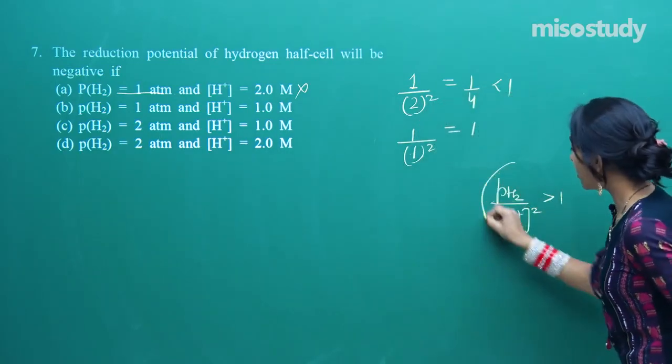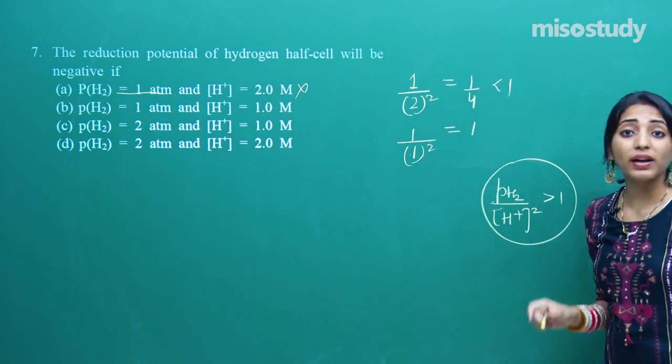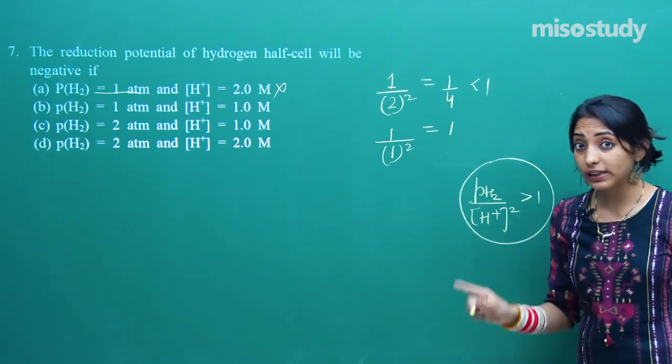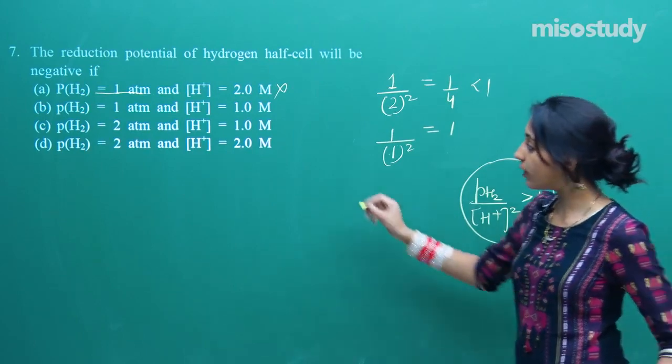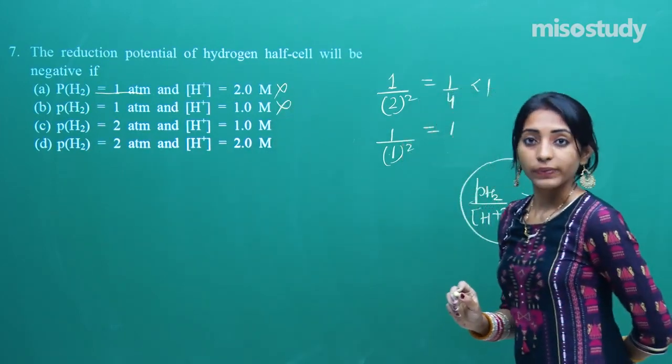I said that the pressure of hydrogen by H plus square has to be greater than 1, not even equal to 1. Because if it will be equal to 1, the E cell will be 0. So even this is not the option, right?